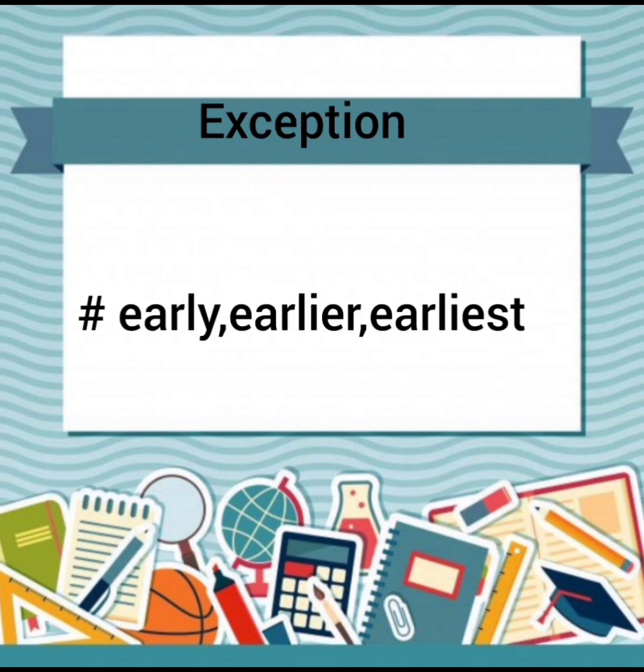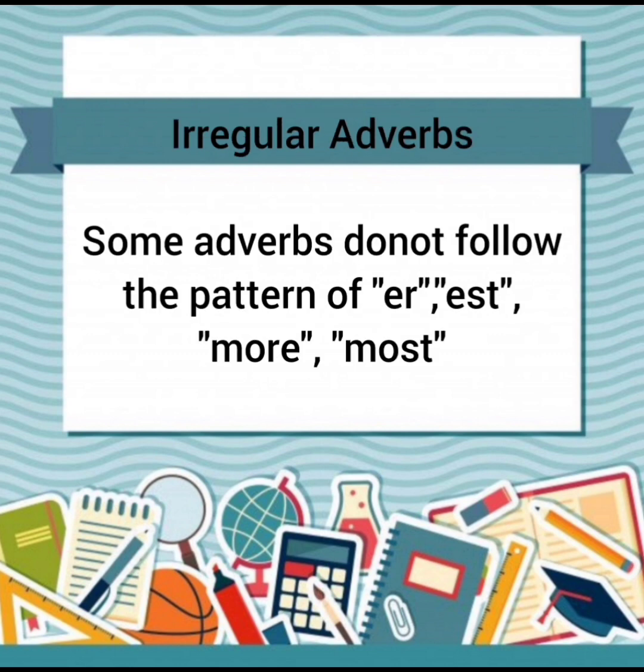Now there is an exception, that is the word early. Now early is an exception and its comparative degree is earlier and its superlative degree is earliest, because this ly is not considered as the ones we talked about before.